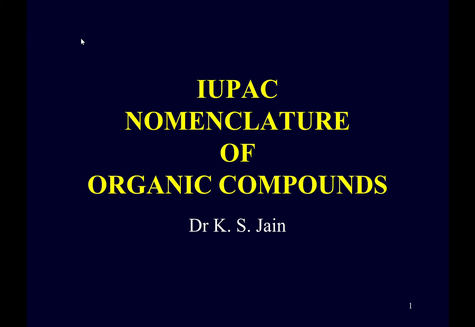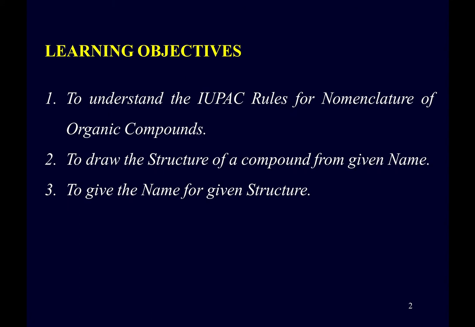Dear friends, today we are going to discuss the IUPAC nomenclature of organic compounds. What is IUPAC nomenclature? That is the nomenclature designated by the International Union of Pure and Applied Chemistry. Let us see. We are going to learn and understand the IUPAC rules for nomenclature of various organic compounds, and from that we are going to draw a structure of a compound from a given IUPAC name, and vice versa, we can give an IUPAC name if we have a structure available.